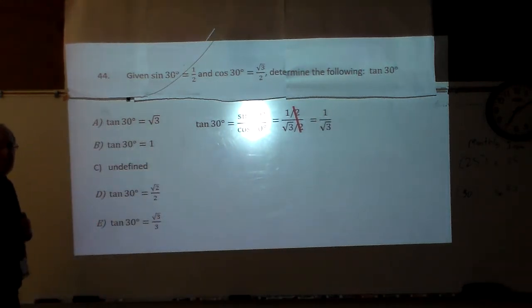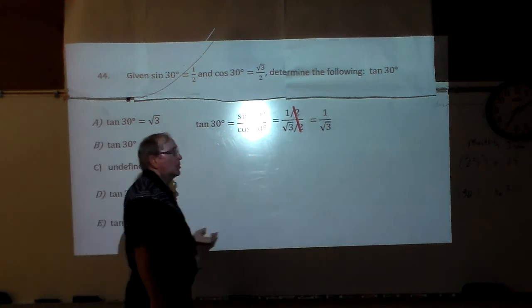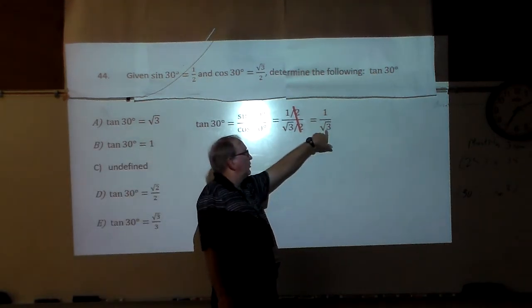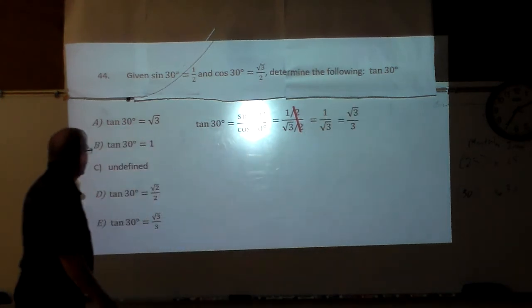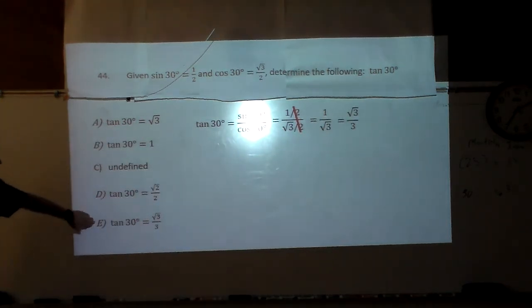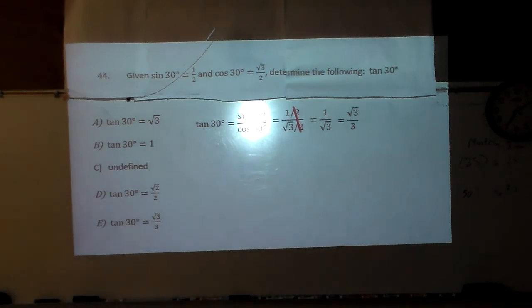But that answer's not there because we have to rationalize it. Remember our little shortcut? Will 3 go into 1 evenly? No, so just move it up and leave the 3 alone. And that makes the choice then what? E. Right there, choice E.